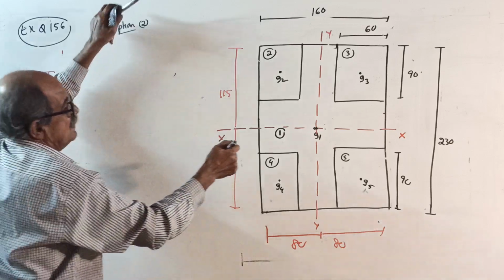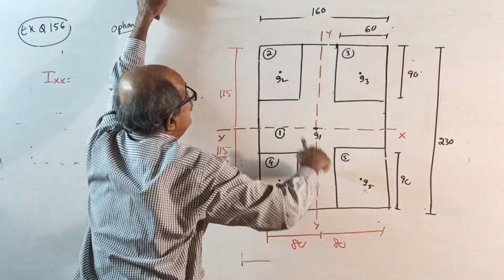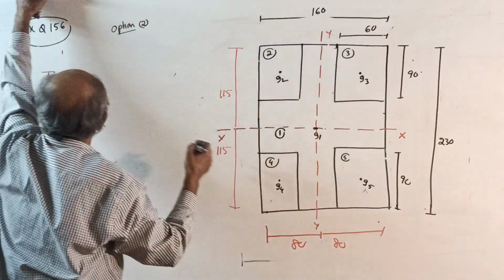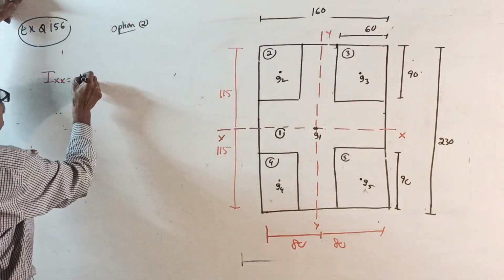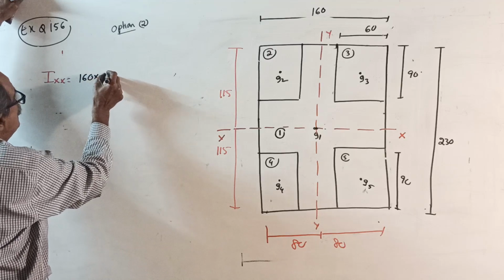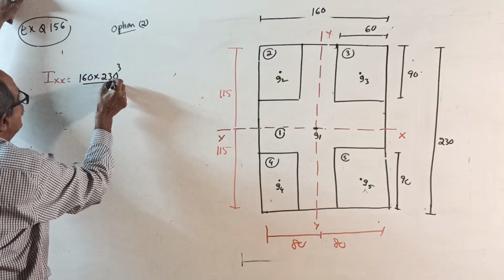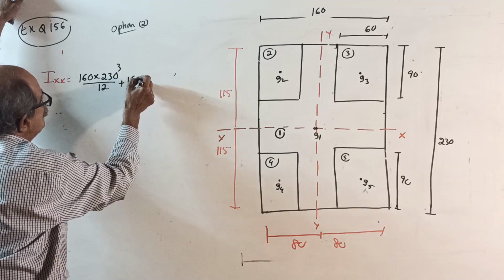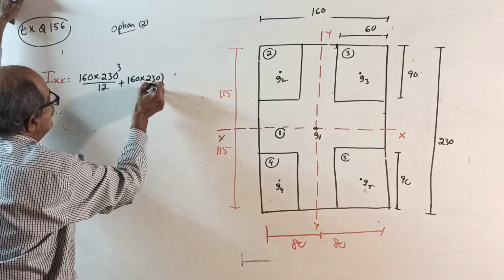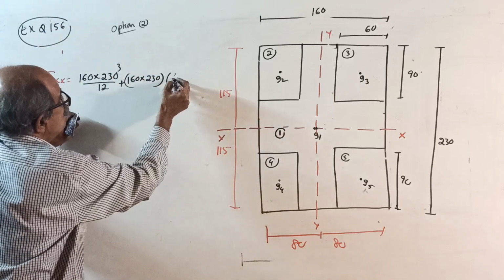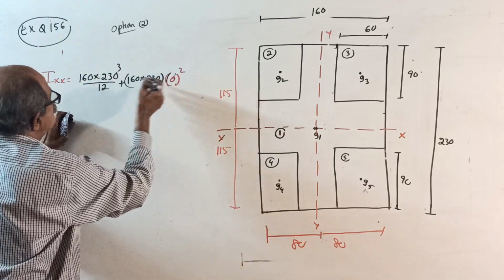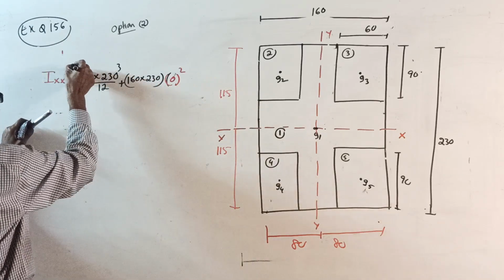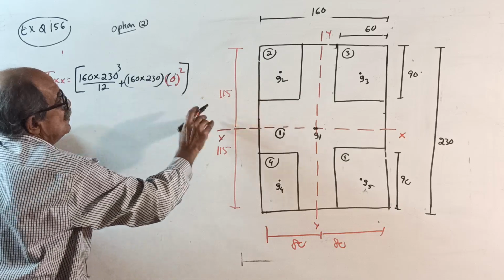First for 1, the full rectangle: 160 into 230 cube by 12, plus area, 160 into 230, into 0 square. This is the moment of inertia for the one full rectangle.